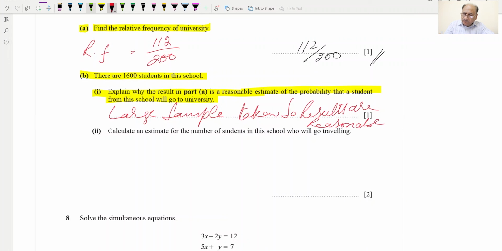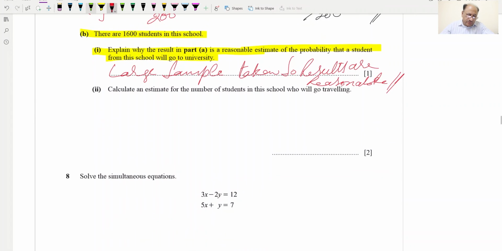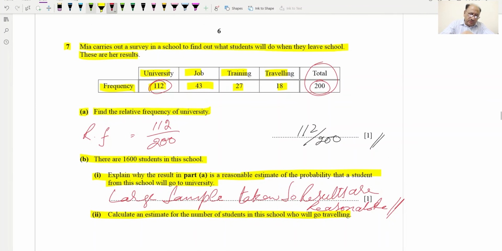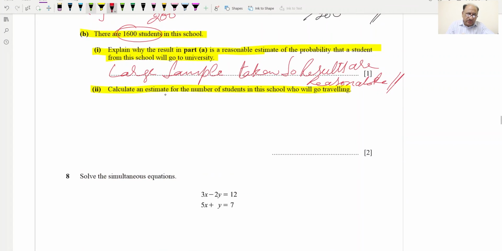So this is a 1 mark question which we have answered. B part, calculate an estimate for the number of students in the school who will go traveling. Traveling is 18. So 18 out of this 200, and multiply by 1,600. So we have to check for the whole school.